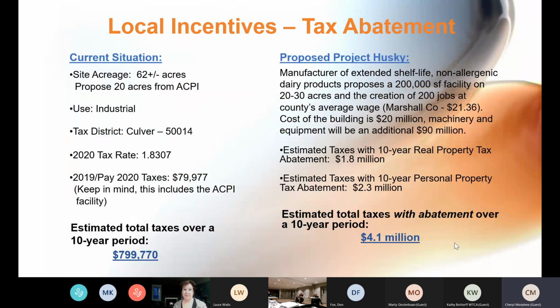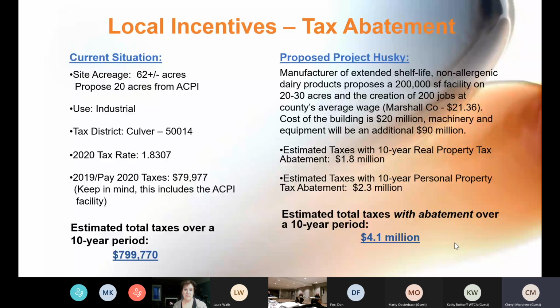So we go back to the original lead of Project Husky. Remember the extended shelf life dairy product, 200,000 square foot facility, wanting 20 to 30 acres. Cost of the building was $20 million. Your equipment was $90 million, for a total of $110 million. So right now, that site is zoned industrial. It's I-2 and I-1.